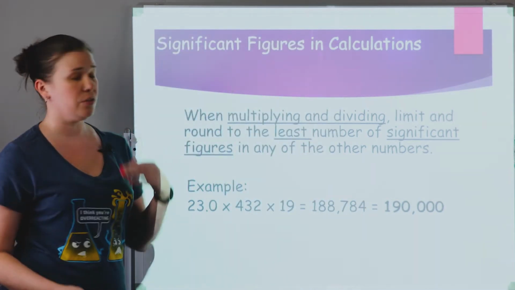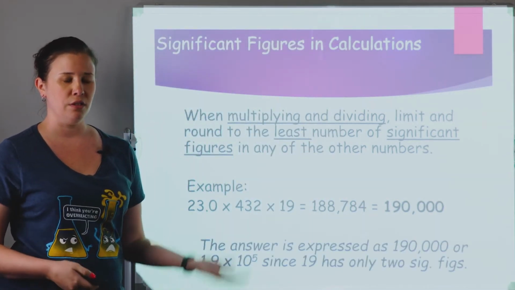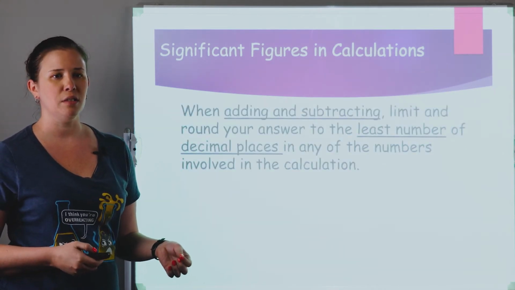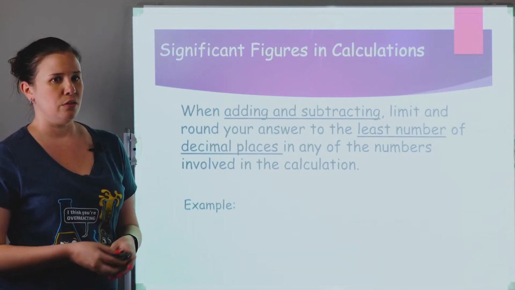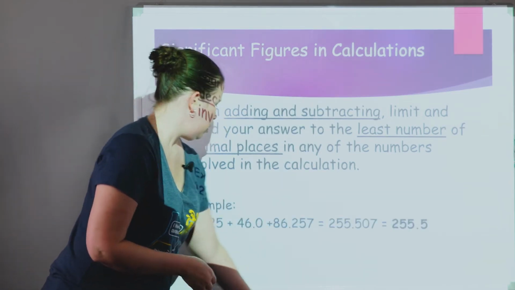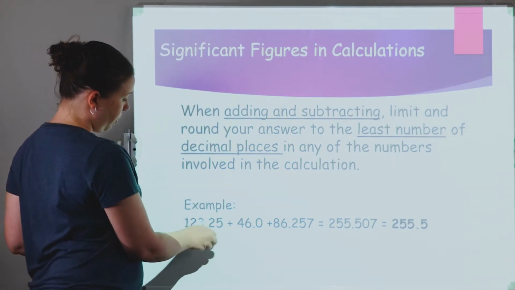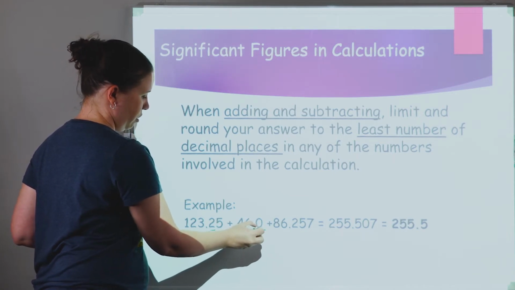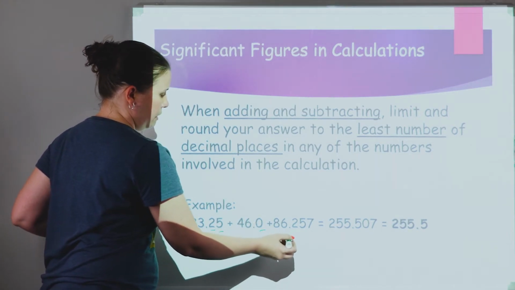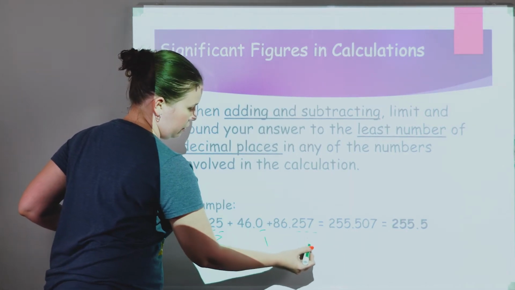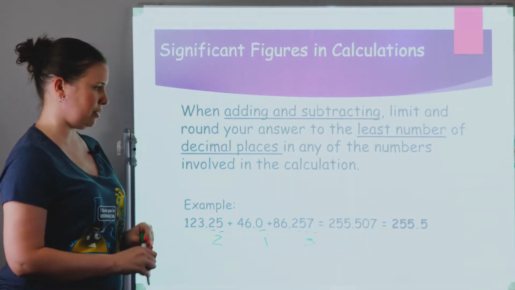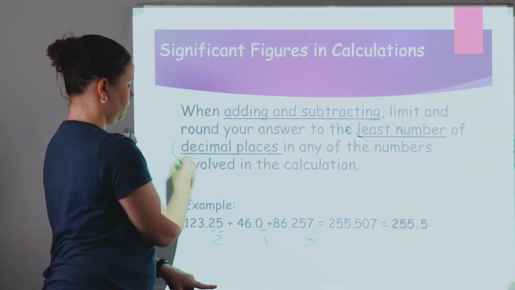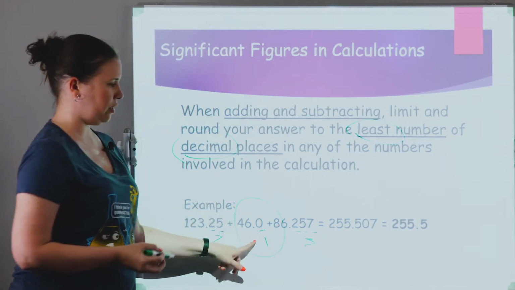All right, but there's a different rule if you're doing addition and subtraction. When you're going through addition or subtraction, you would go by the least number of decimal places. So here's another example. In this example, we have 123.25. So here I have 2 decimal places. 46.0, where I have 1 decimal place. And then this 86.257, I have 3 decimal places. So the least number of decimal places is actually 1 decimal place.